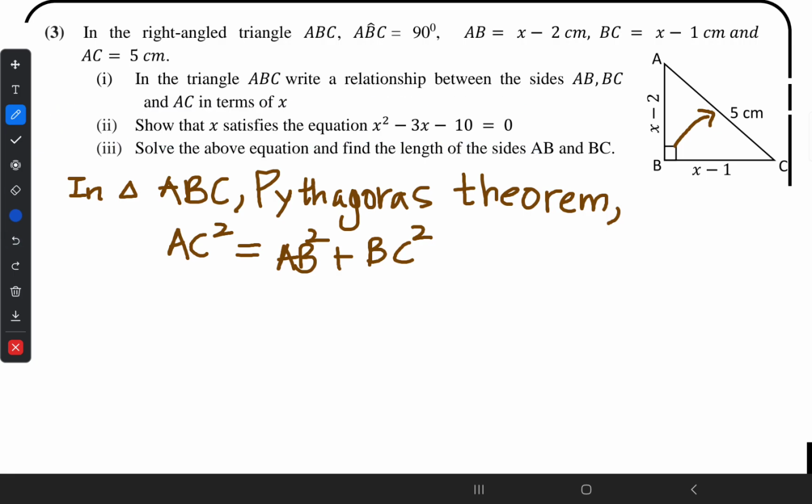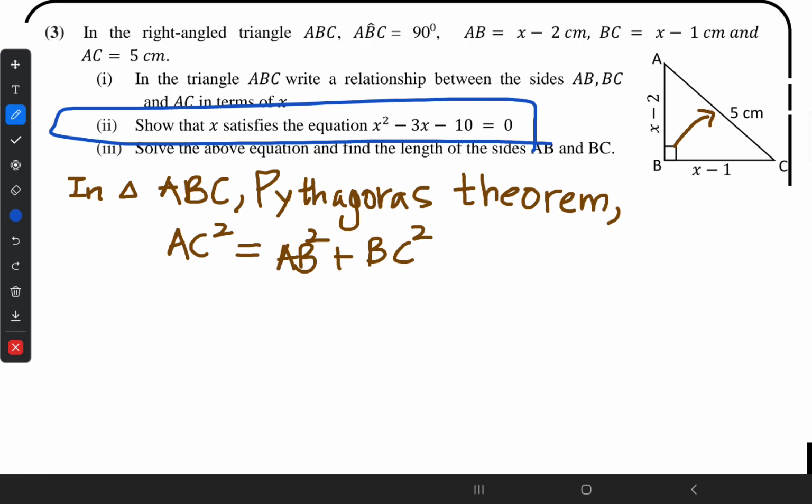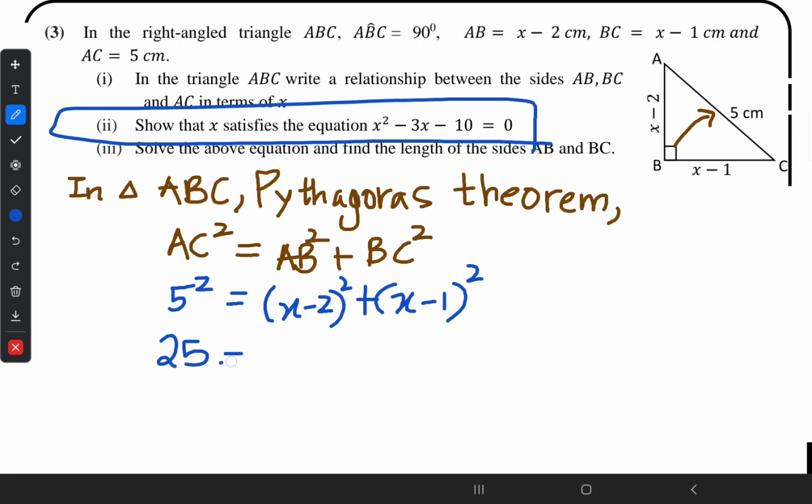To find the relationship, let's substitute the corresponding values. AC is 5, so 5 square. AB is x minus 2, so x minus 2 square, plus BC, which is x minus 1 square. 5 square means 25. For x minus 2 square, I'll do the expansion here. X minus 2 square means x minus 2 into x minus 2.